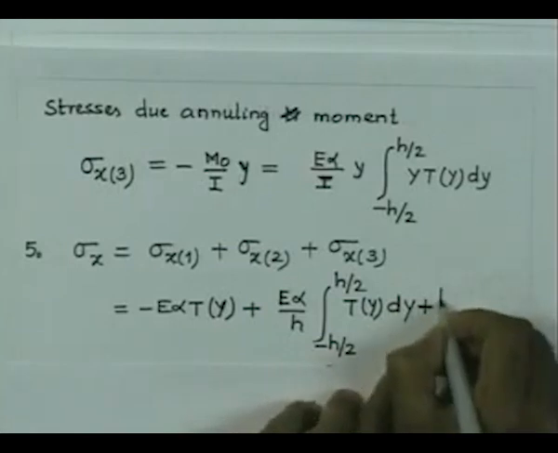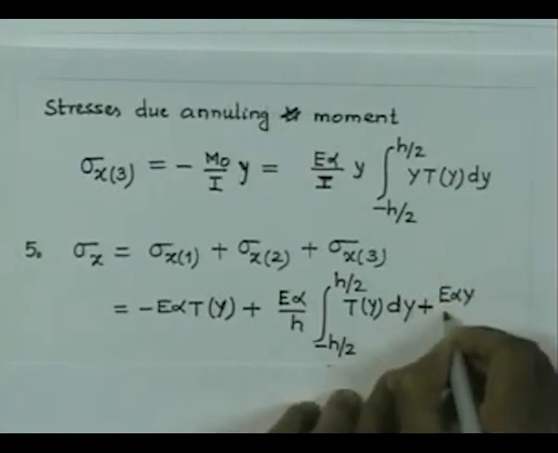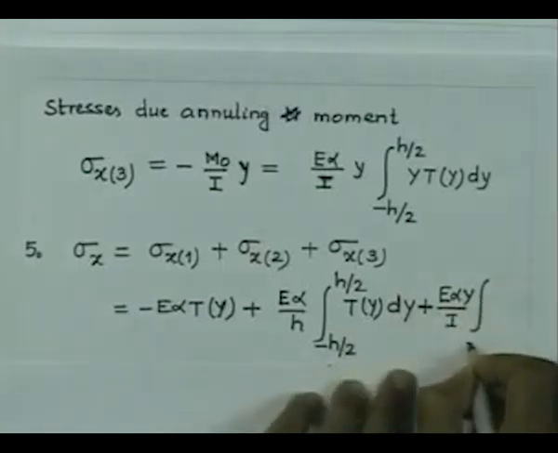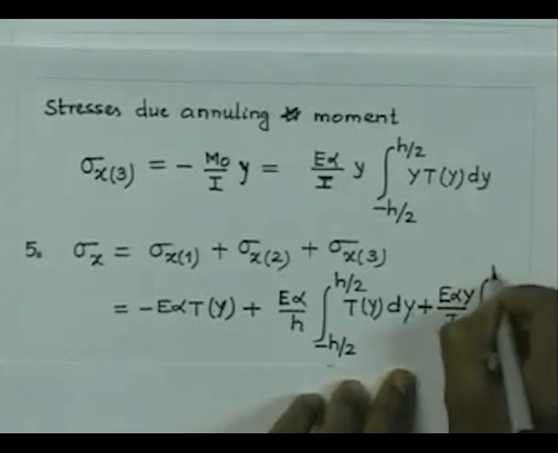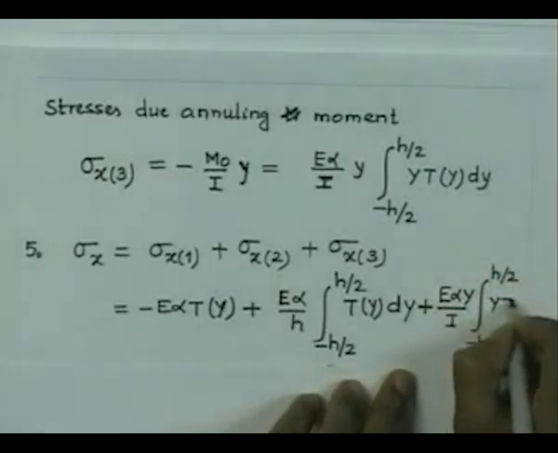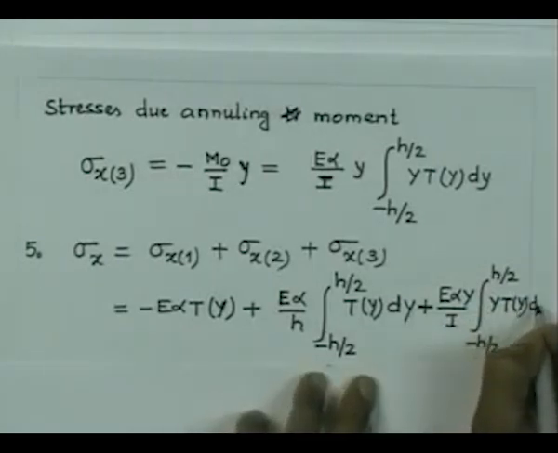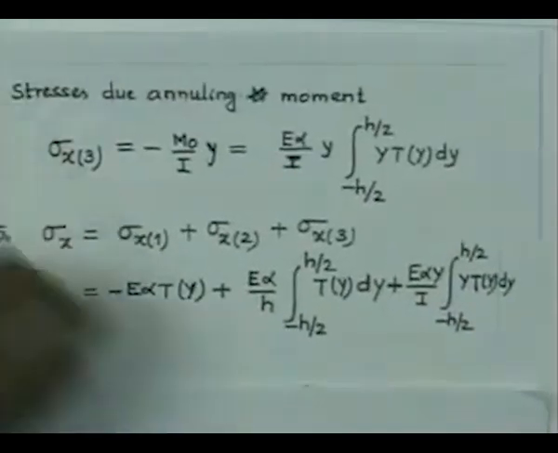uniform part, and then we have E alpha y by I, I am sorry, integral from minus h by 2 to plus h by 2 of y into Ty into dy. So, this is the total stress which is going to come up at any fiber of the problem that we are given. Now, let us try to consider one example to illustrate this case.